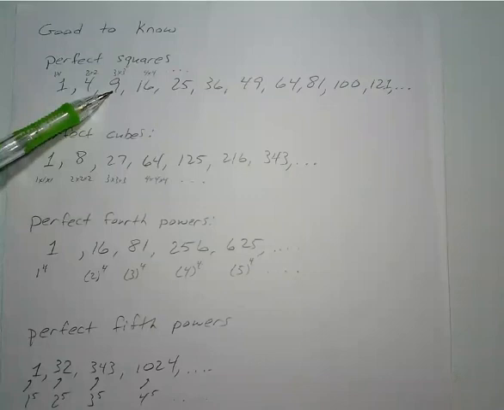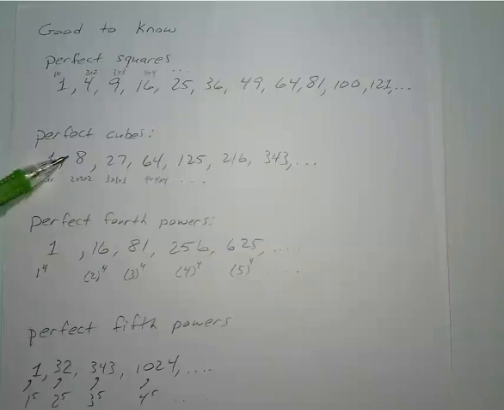You have your perfect cubes. 1 times 1 times 1 is equal to 1. 2 times 2 times 2 is 8. 3 times 3 times 3 is 27. 4 times 4 times 4 is 64. 5 times 5 times 5 is 125. 6 times 6 times 6 is 216. 7 times 7 times 7 is 343, and it keeps on going.